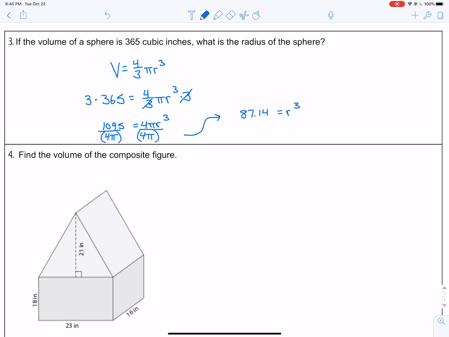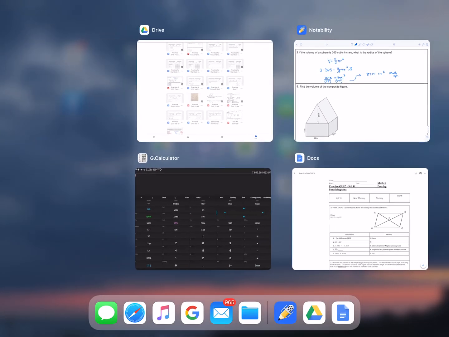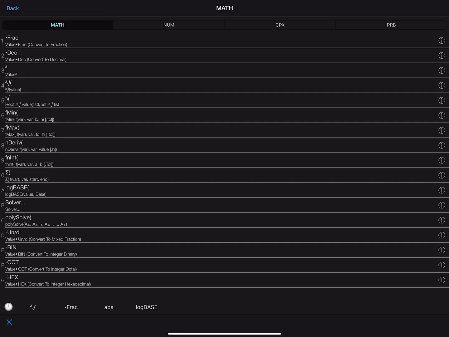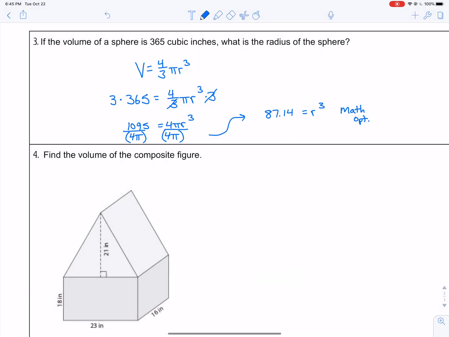And then you have to go in your calculator to math option 4. Let me just make sure. Let's see, math option number 4. Yes, that is the cube root sign. So math option 4 gives me the cube root sign, and then I could type in 87.14.